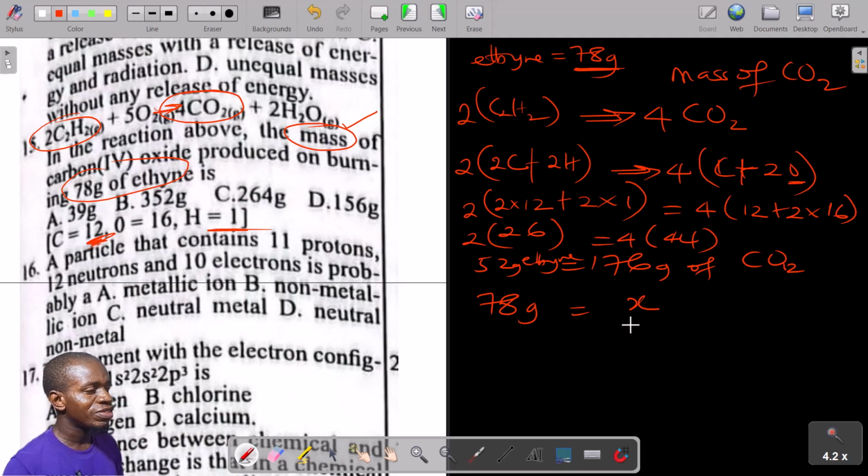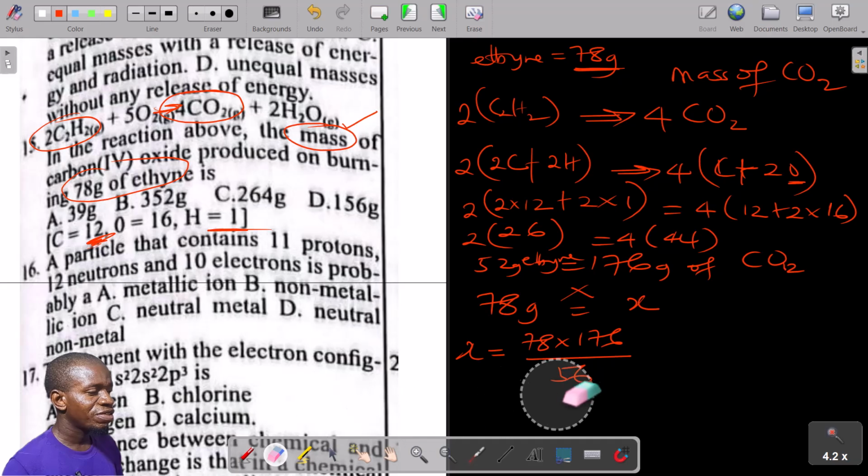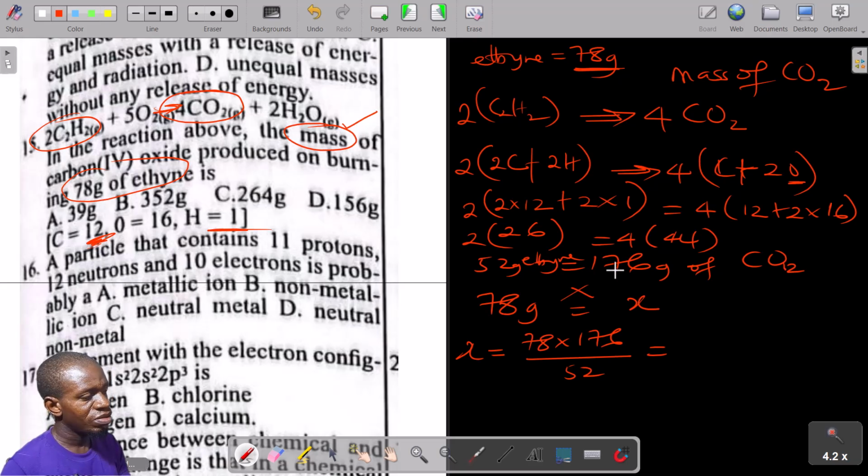So what I'm just trying to say is these are the ones I got from the equation. Then I have to place my 78 gram of ethyne under ethyne. Then we're looking for that of carbon dioxide. I'll now cross multiply. So x is going to be 78 times 176 all divided by what? 52. I'm writing 56, what's wrong? All divided by 52.